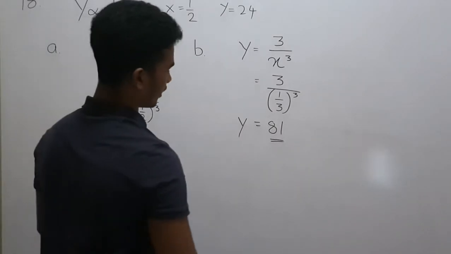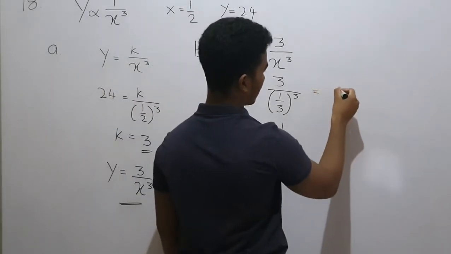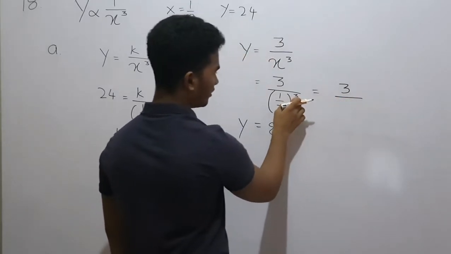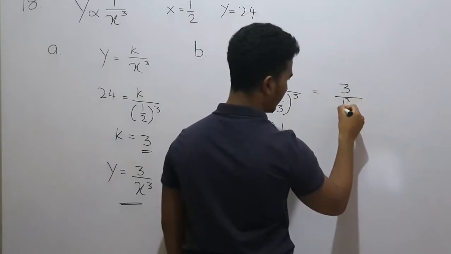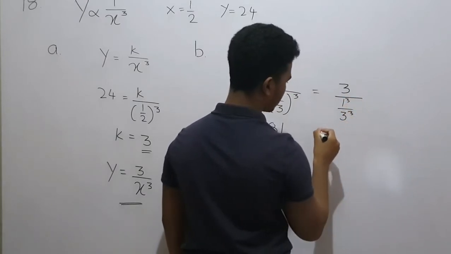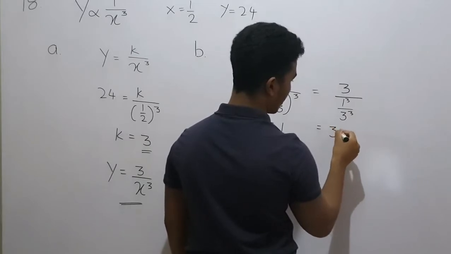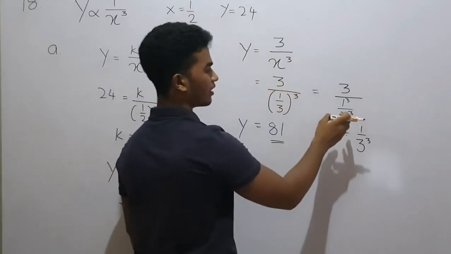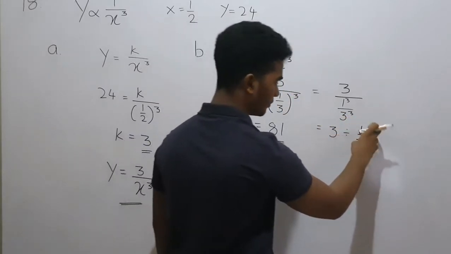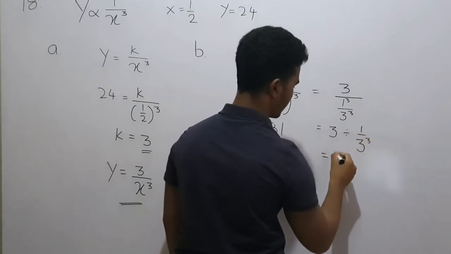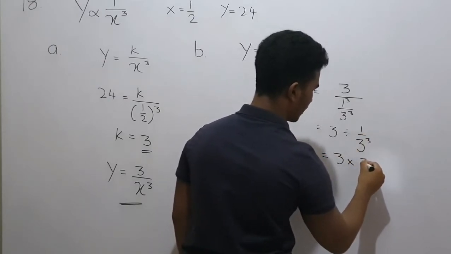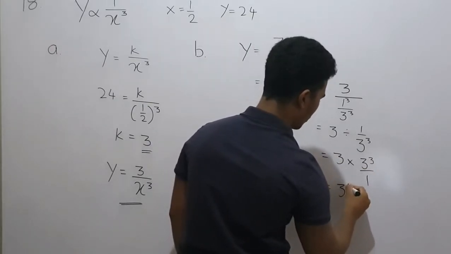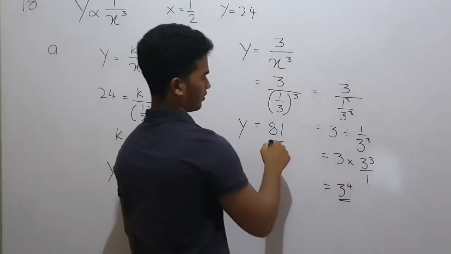So if you are wondering how I got 81 straight away, it's like this. 3 divided by 1 over 3 to the power 3. If you remove these brackets, it's 1 to the power 3 and 3 to the power 3. You can remove this division sign by reciprocating it and making it multiplication. 3 into 3 cube over 1. So 3 to the power 4 is 81.